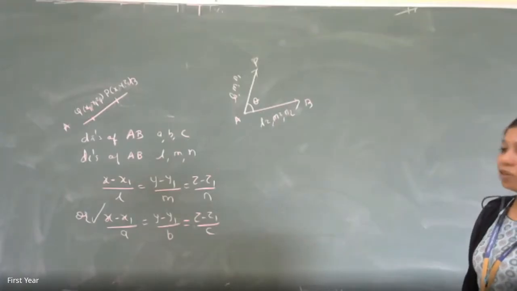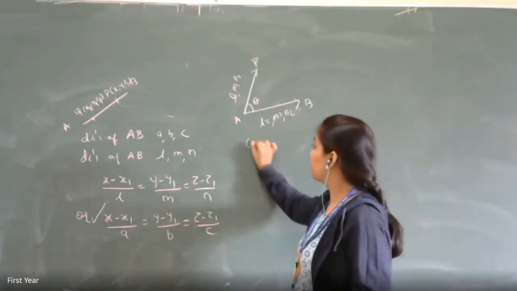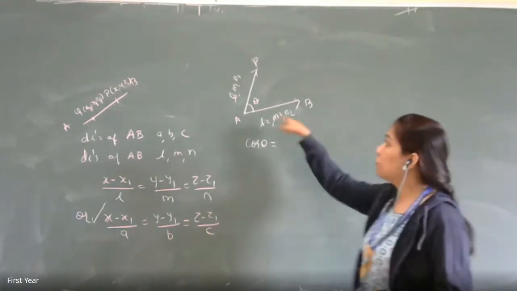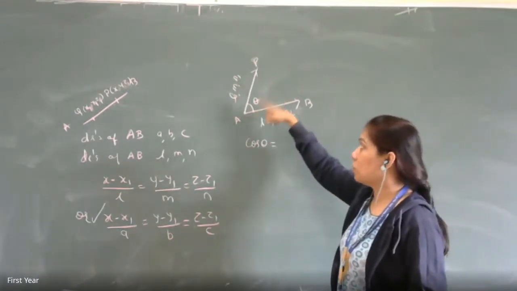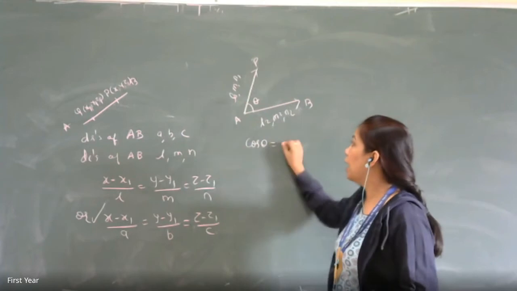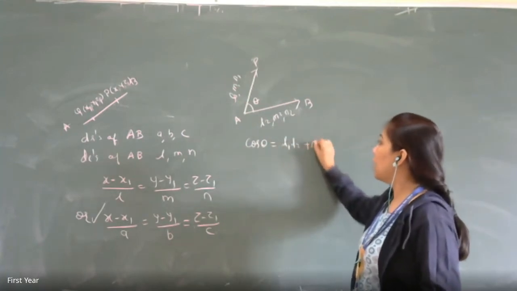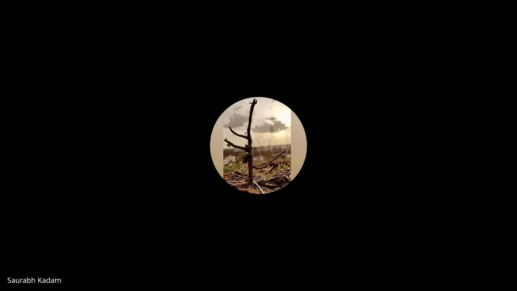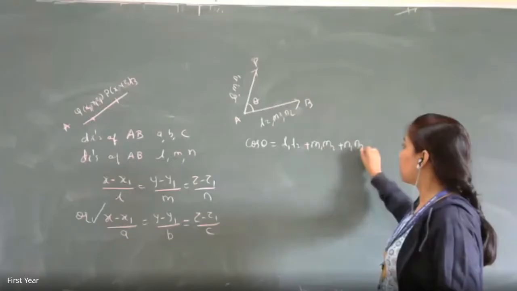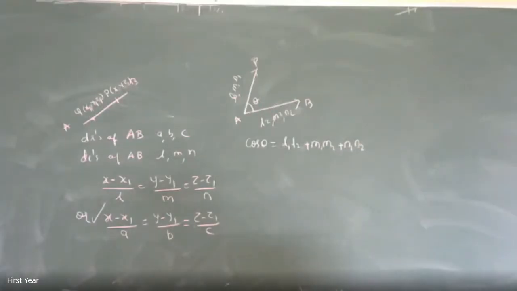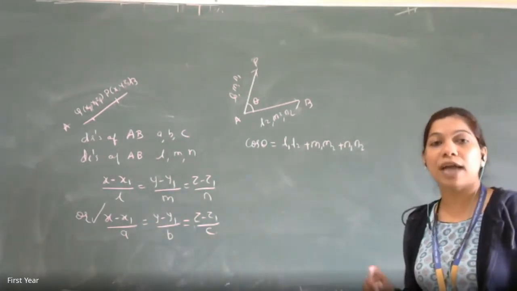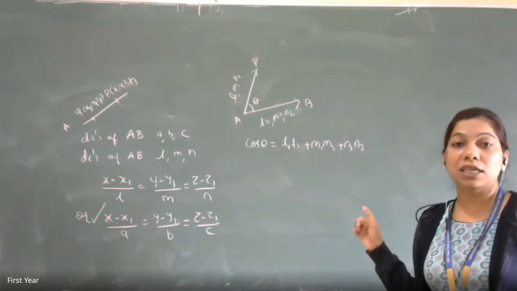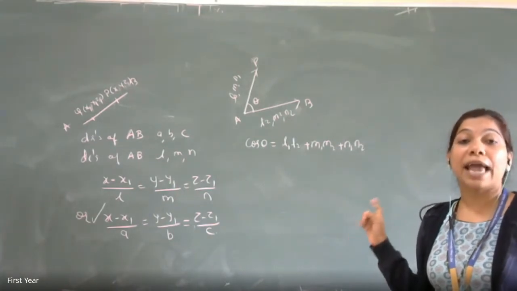So with the help of vectors, what is the formula for cos theta? It is the dot product of the vectors. So what will that be? l1 l2 plus m1 m2 plus n1 n2. Very good. Okay, is this right? So this is your formula for the angle between two lines if you know the direction cosines. If you know the direction cosines of the two lines, then this is the formula for finding the angle between two lines.